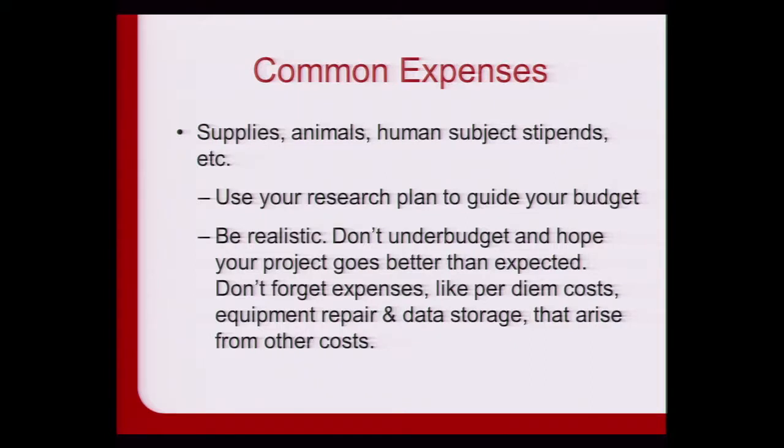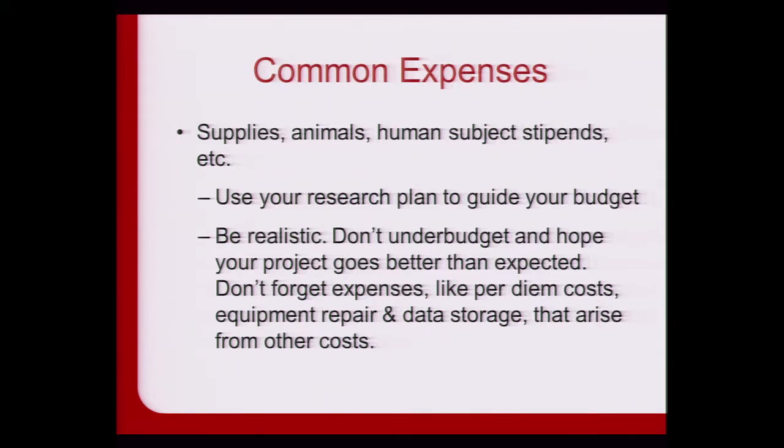Okay. Supplies, animals, human subject stipends, et cetera, all these are very common expenses. Here again, you look at your recipes, look at your research plan. What is it that you need to buy in order to get those aims done, and plan accordingly? Don't under budget. I know that it's very tempting to think that, well, I'm going to put together something that's really awesome, and I'm going to do it on the cheap. Your reviewers know what stuff costs, so if you're promising the pyramids of Giza, but you're only paying for a Datsun, they're going to recognize it right away. That's not good for you.